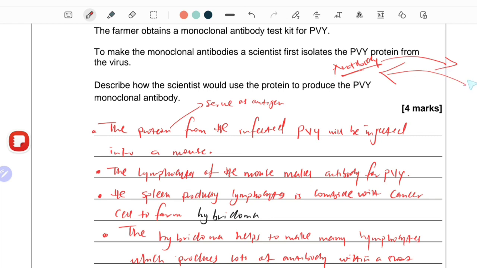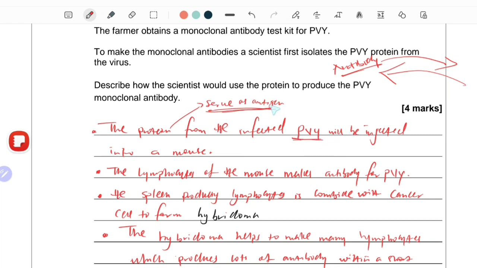So that's something we are doing here, but you are doing it artificially, and it's not really for a disease, so to say, or it depends. You can use it for anything, because monoclonal antibody is not only for diseases, it could be for anything. Now, the protein from the infected PVY will be injected.